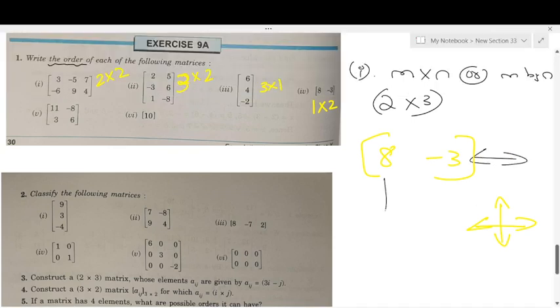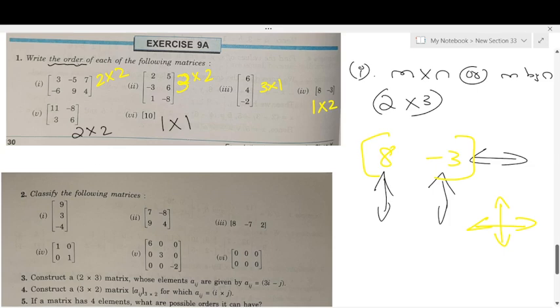1 row. We have 1 row and there are 2 columns like this. Look here. 2 columns. 1 into 2. Next one. If only one value is present, what do you write? Only 1 row and 1 column. That's it. Next.